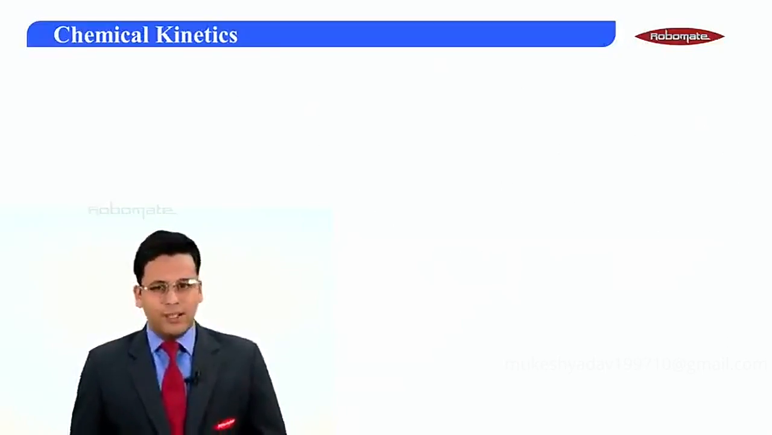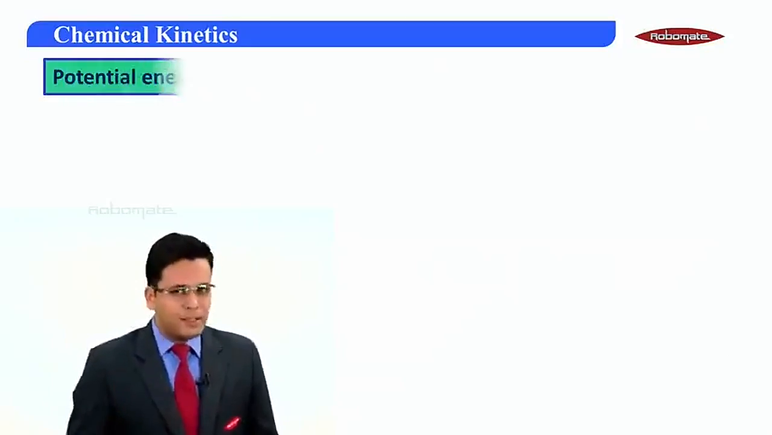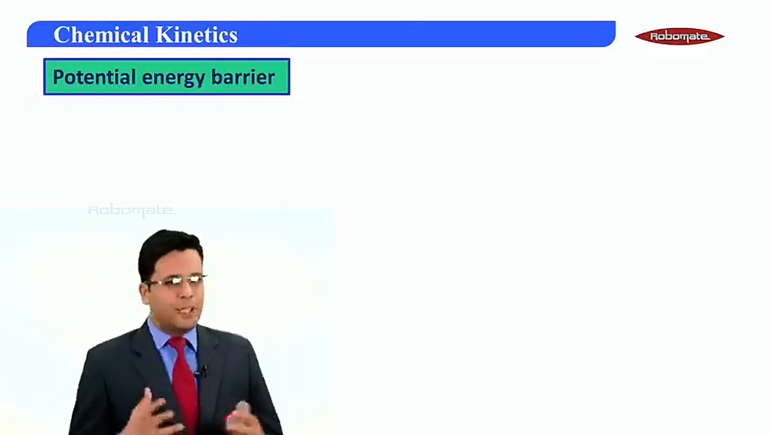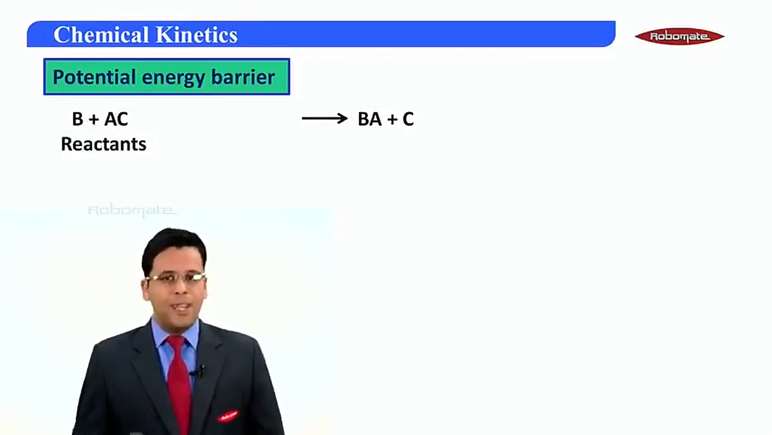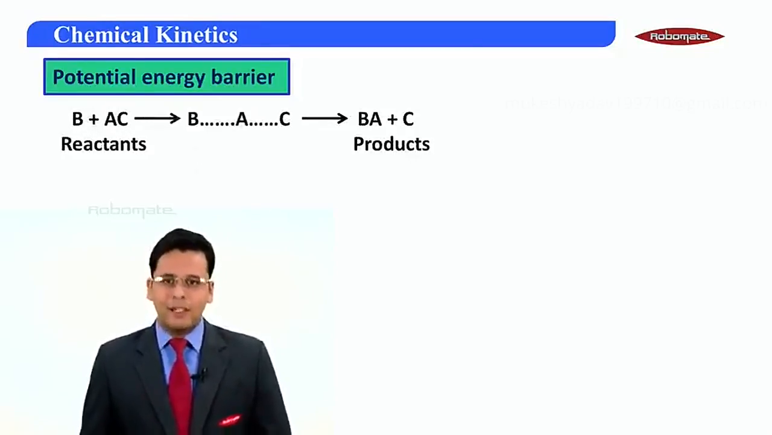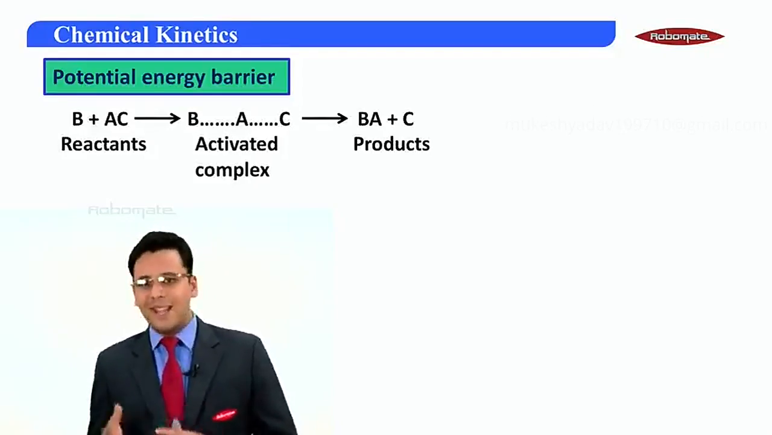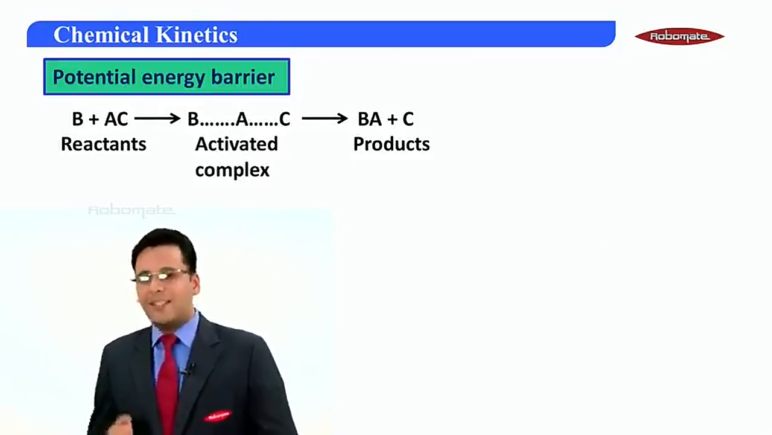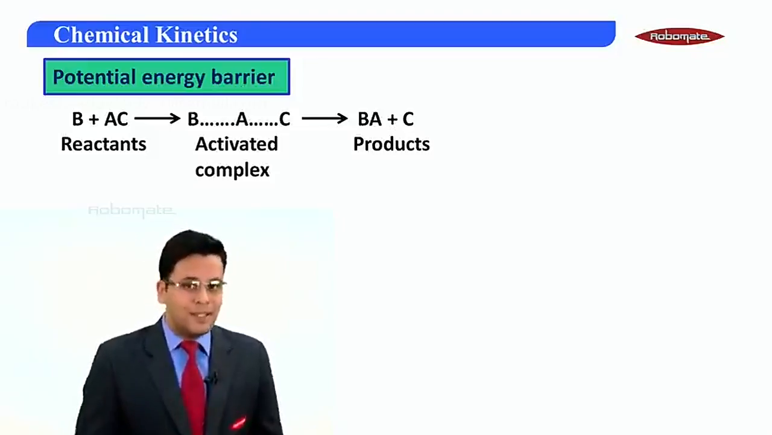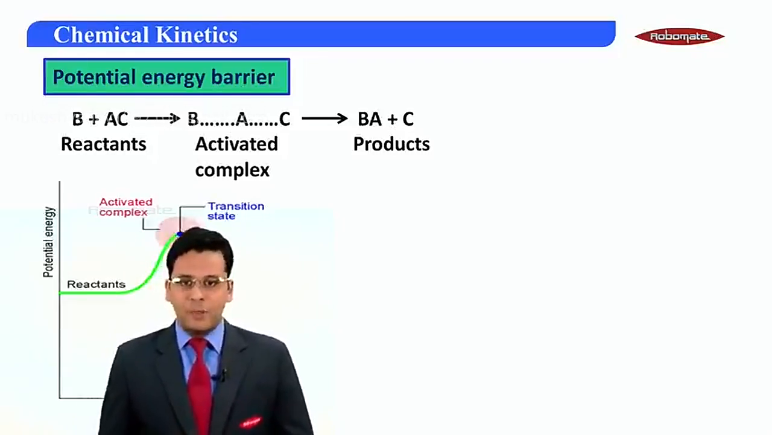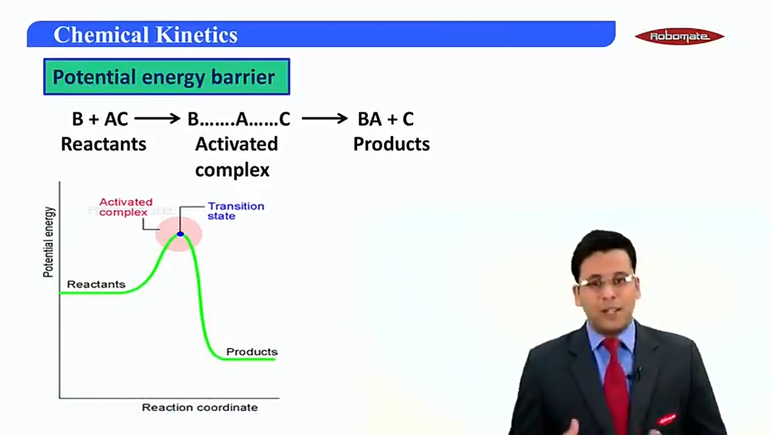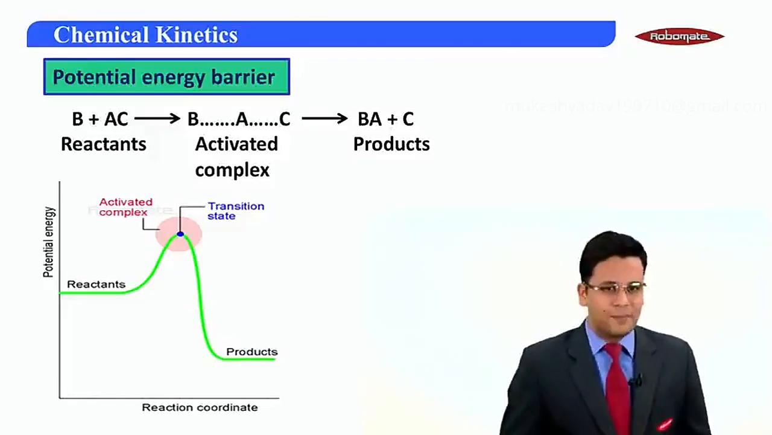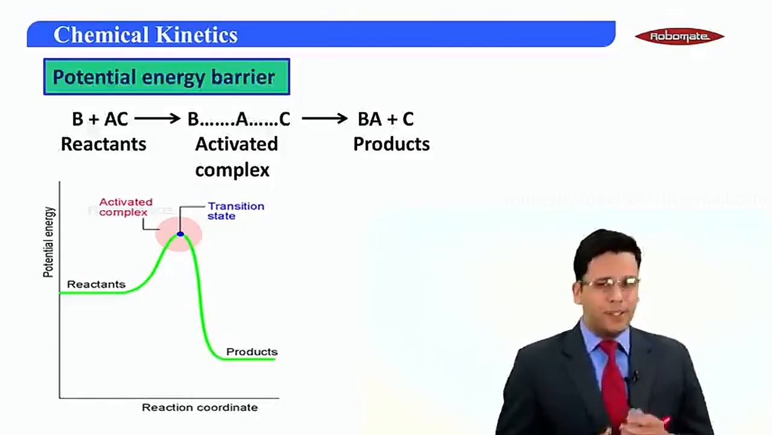Now, along with this, there's one more factor called the potential energy barrier. Consider this reaction right here, B plus AC giving an activated complex BAC. Now this BAC gets converted into BA plus C. Here's the energy profile diagram. This energy profile diagram explains the energy of reactants, products and the activated complex. Now it's pretty much obvious.